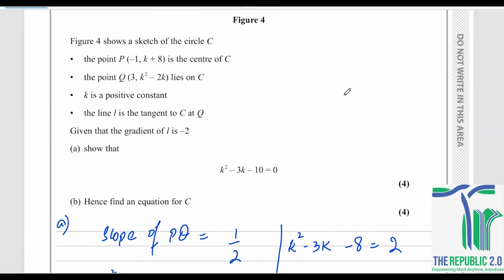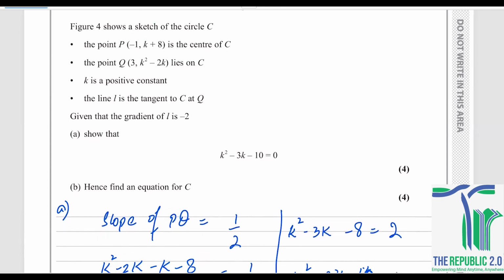In the B part, we need to find the equation of C. So how can we find the equation of C once we have got P and Q? P is the center and the distance PQ should be the radius. So first of all, let's get k.